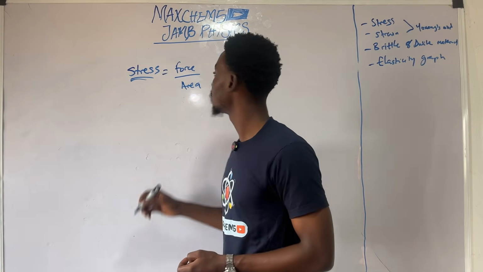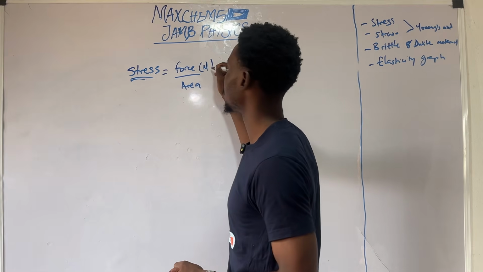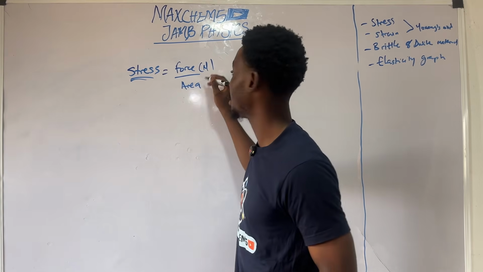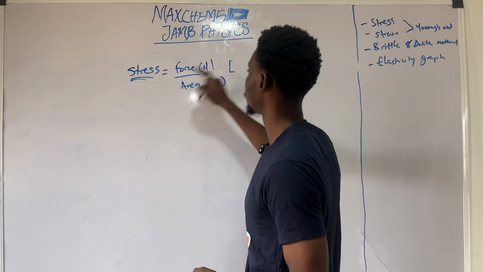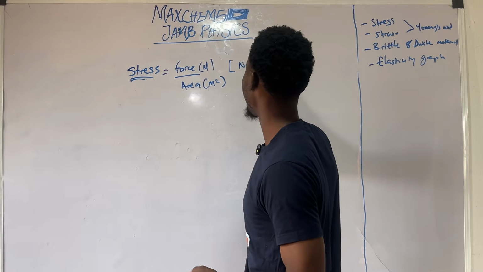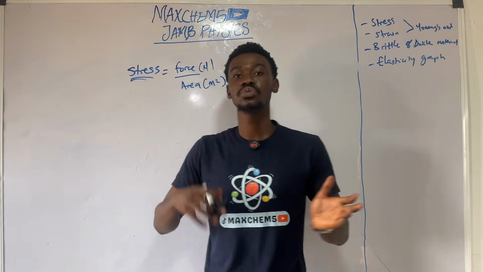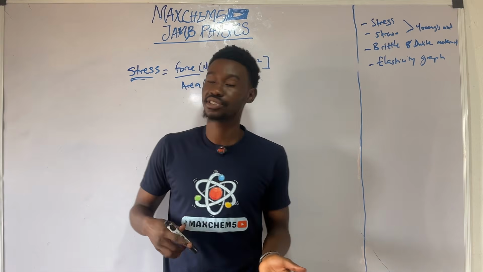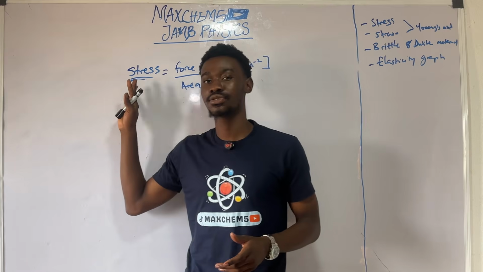of a substance. So stress is equal to force, which has a unit of Newton, per unit area, which has a unit of meter square. So the unit of stress then becomes Newton per meter square. Stress is also synonymous with pressure. When you say pressure, it's the same formula. But in elasticity, we like to call it stress.